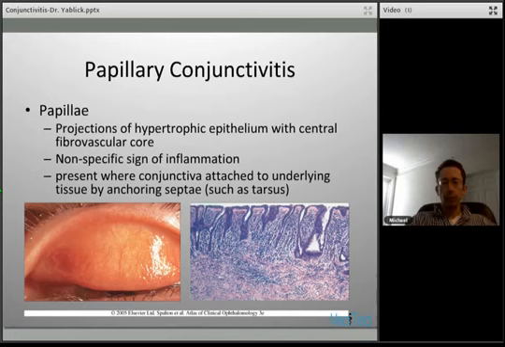Papillary conjunctivitis also has a different form called giant papillary conjunctivitis. These are characterized by giant papillae, by definition greater than 1 millimeter, and they occur because of breakdown of these anchoring septae. So when you have these septae that break down, you have a tendency for your papillae to coalesce, and they just basically form larger morphologic structures.